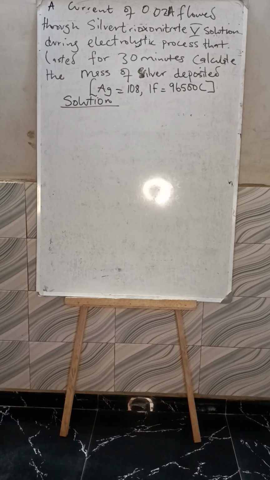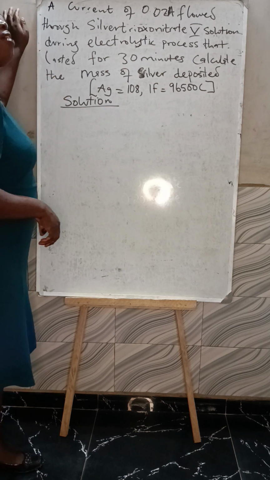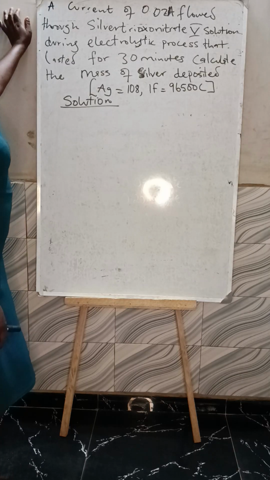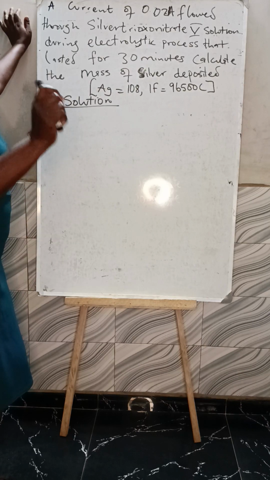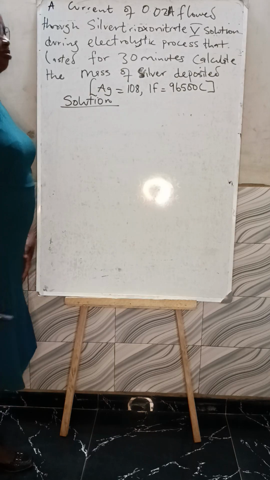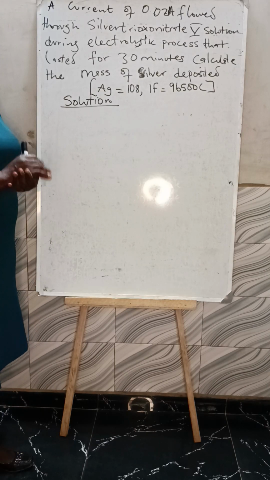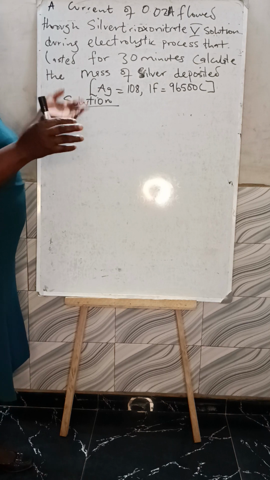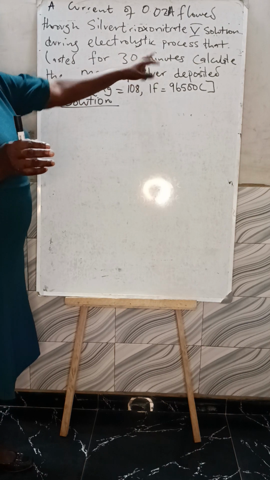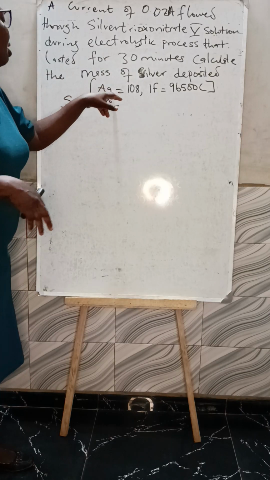Now, look at another question again based on Faraday's first law of electrolysis. This question you always see in every examination. Calculate that a current of 0.02 amp flows through a silver nitrate solution during an electrolytic process that lasted for 30 minutes. Calculate the mass of silver deposited. Now, in this situation, it looks somehow complex. What should I see? I've seen that there's minutes here, there's current, there is a molar mass.